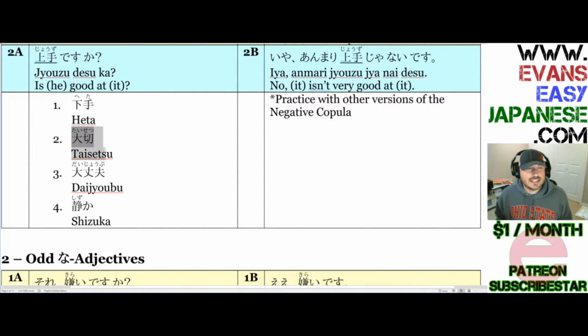Next, we have taisetsu. Who remembers what taisetsu means? I'll give you a hint. It rhymes with "important." It is important. Great. Excellent.